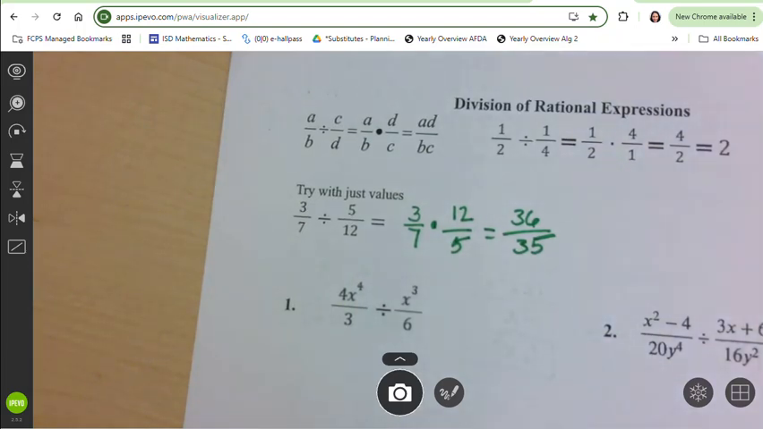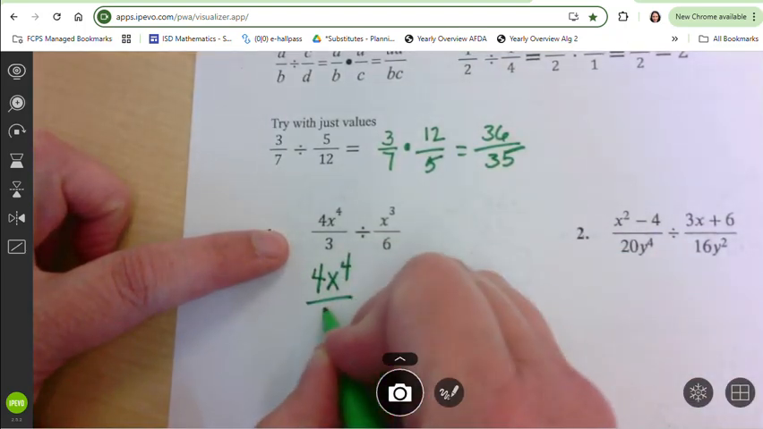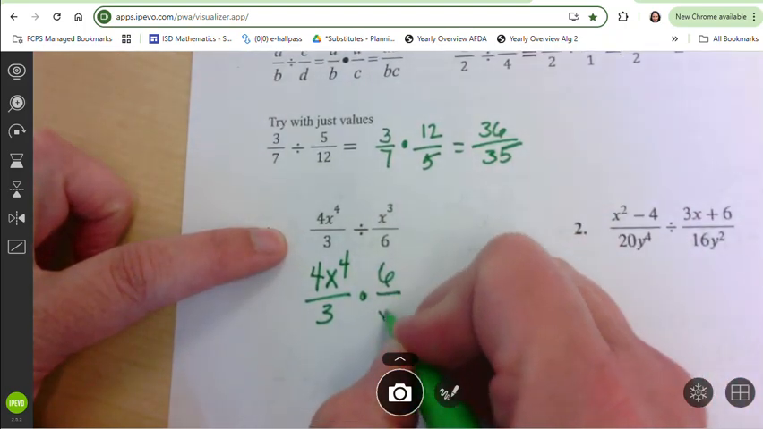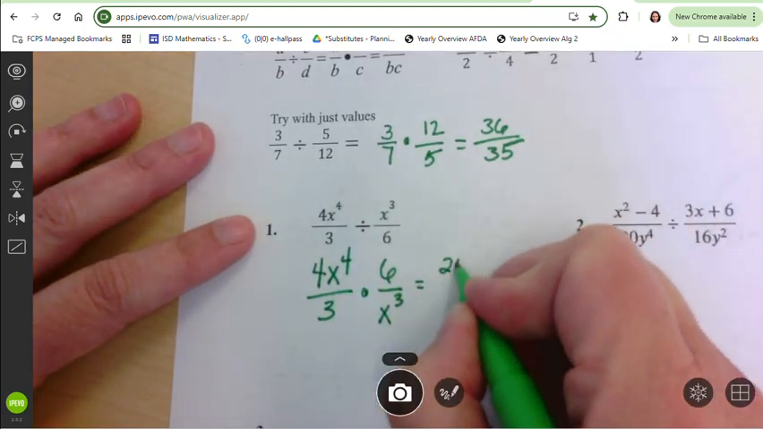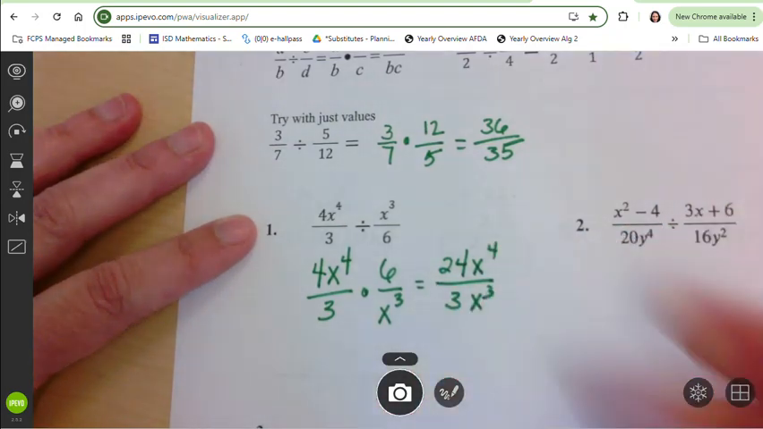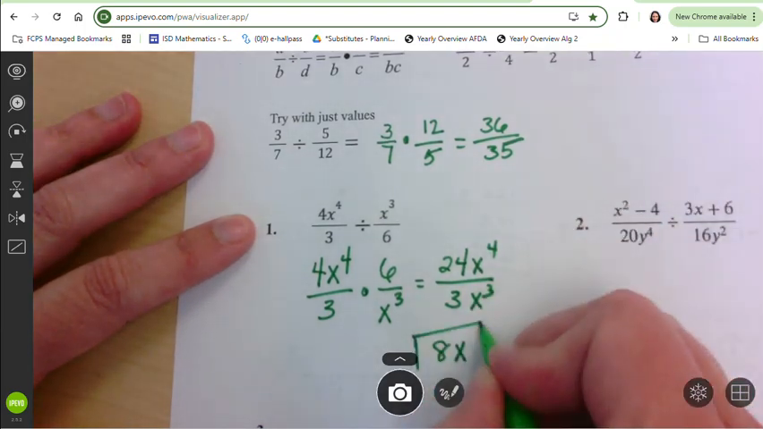Okay. So for this one, I've got 4x to the 4 over 3. Change my divide to multiply, and then find the reciprocal of the second fraction. You really have a choice. You could multiply and then simplify, or you could simplify first. It's up to you. But do you see what I did? I just flipped that second fraction. I'll multiply, so I get 24x to the 4 over 3x to the 3. And then I'm going to divide the 24 and the 3 and subtract my exponents. And it's just that, 8x.